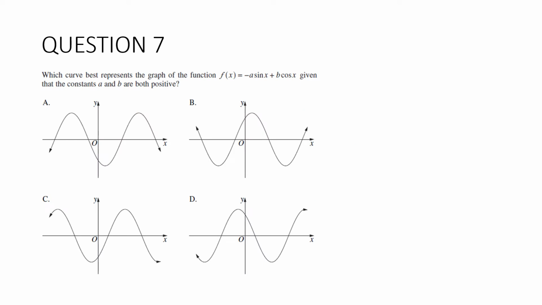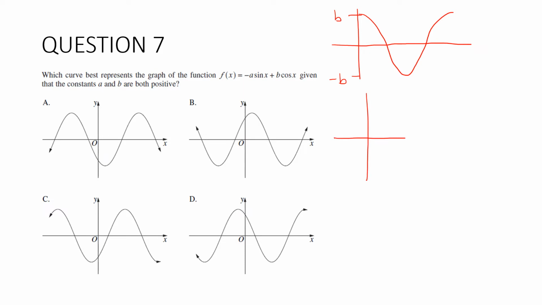Question 7. Which curve best represents the graph of the function f of x is equal to -a sin x plus b cos x, given that the constants a and b are both positive? So let's start by drawing out these curves. b cos x will look like this, going between b and negative b. Negative a sin x looks like this, between negative a and a. So just by adding coordinates, we can eliminate two of these.